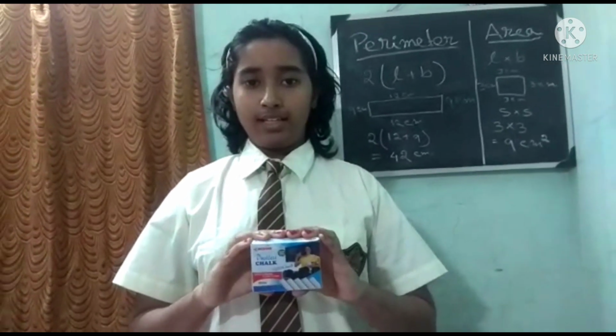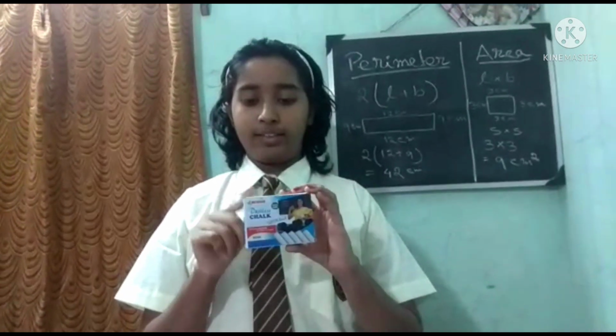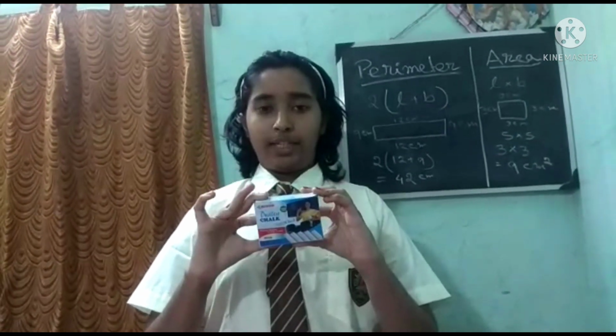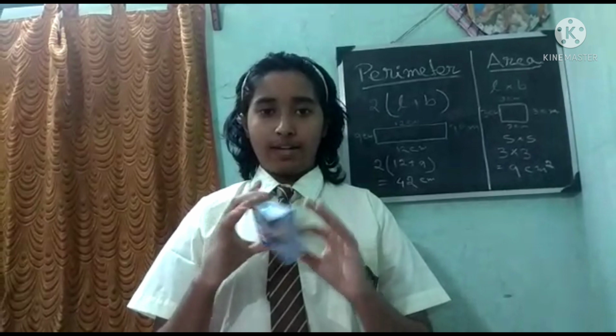So now coming to a square figure. The formula of finding area of a square is side into side. So here 3 cm into 3 cm, the answer will be 9 cm square.